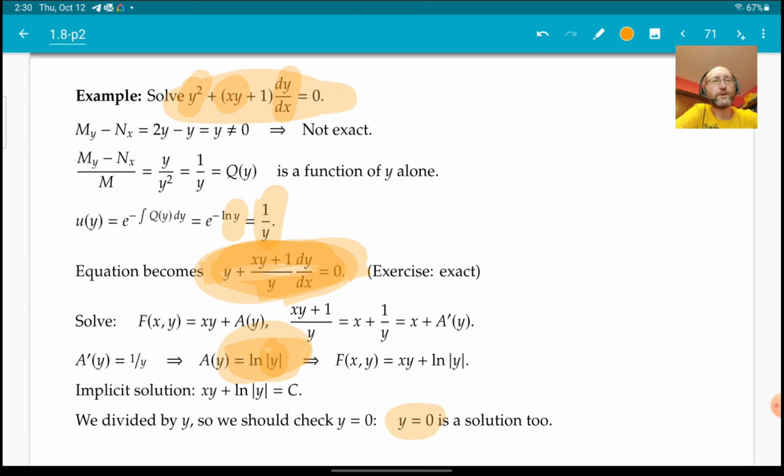Okay, so that's it. So next time, we're going to move to the next chapter instead of going into 1.9. We're going to move to higher order equations. All right, so see you next time.